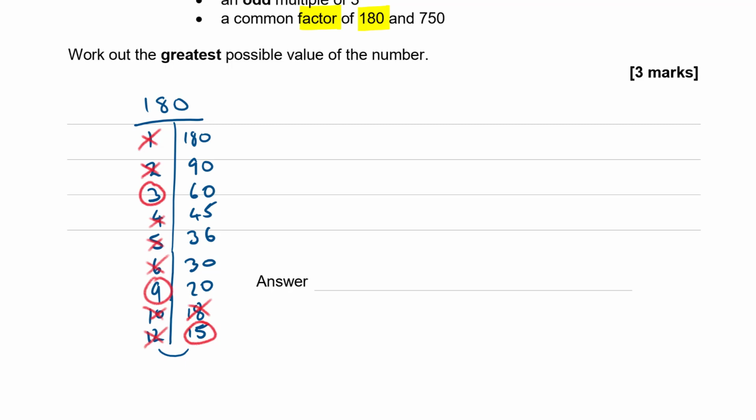So actually we can just get rid of all the even numbers, can't we? And just check the odd ones. So 45, is that a multiple of 3? It is. It's 3 times 15, isn't it? So I've got 1, 2, 3, 4 of those factors of 180 that fit the bill. So now I just need to see which ones are factors of 750. Now I want the greatest possible one, so I'm going to start at the top of the list and work downwards. So does 45 go into 750?